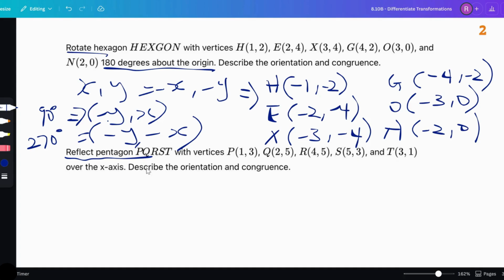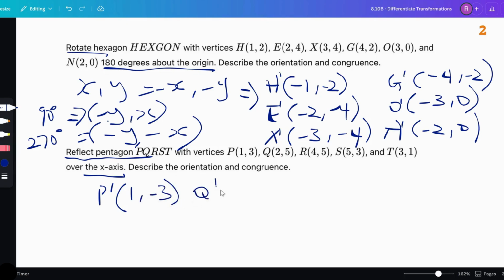So now, reflect the pentagon over the x-axis. That means y changes sign. These ones are prime, please. Prime means we've transformed the shape. So P prime will become, since we are reflecting along the x-axis, 1, comma -3.